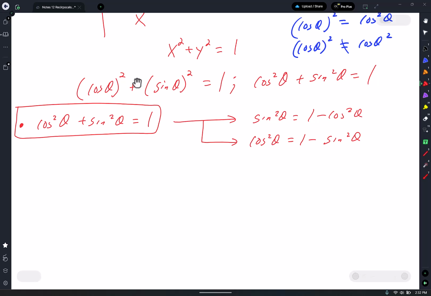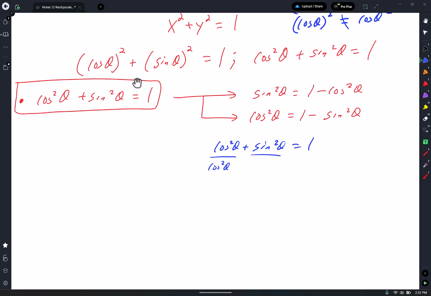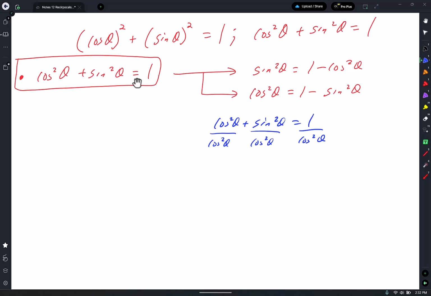Okay, I'm going to take a different color, and I'm going to start with the first bullet again. So I'm going to write cosine squared theta plus sine squared theta equals 1. I'm going to divide all 3 of my terms by cosine squared. What's cosine squared divided by cosine squared? 1, right? You have the same thing on the top, same thing on the bottom.